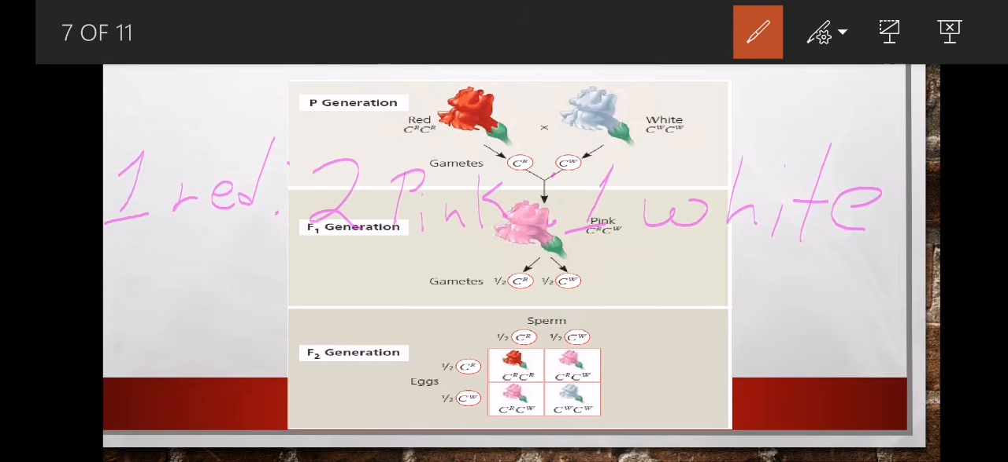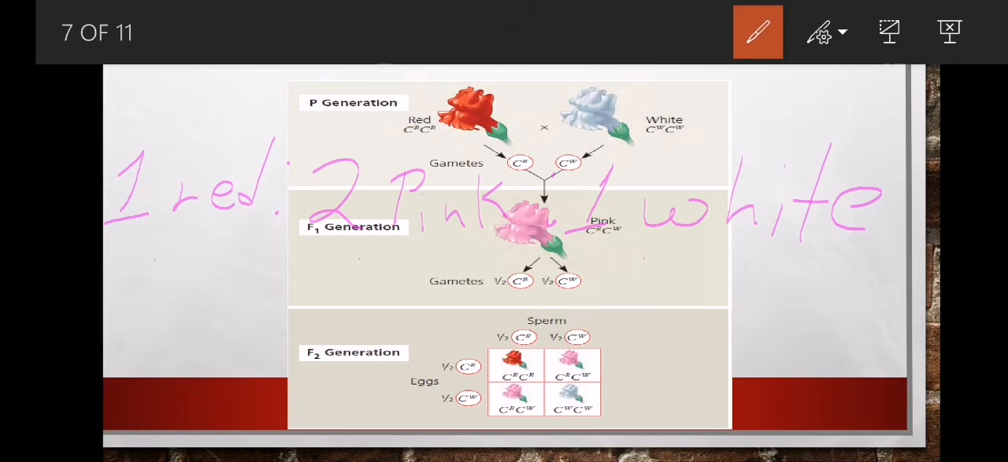So what is the phenotype of the second filial generation? It's 1:2:1. One red, two pink, one white. They like to ask this question. Always recall that the phenotypic ratio of the second filial generation in an incomplete dominance is 1:2:1. This is the phenotypic ratio.